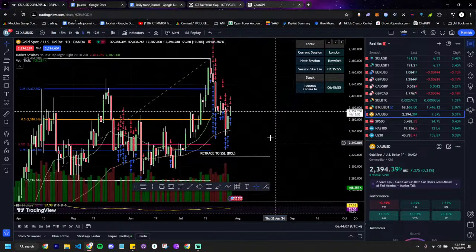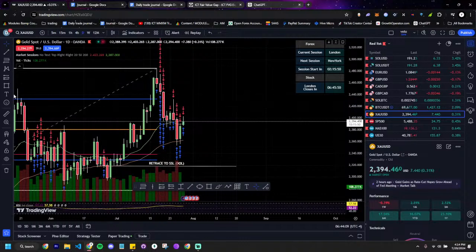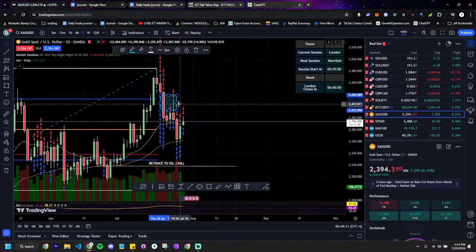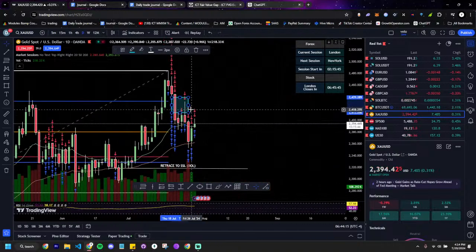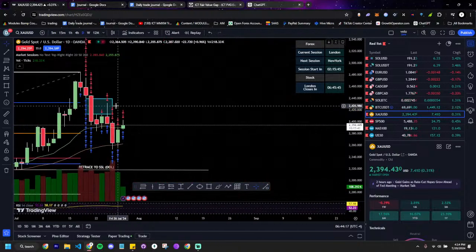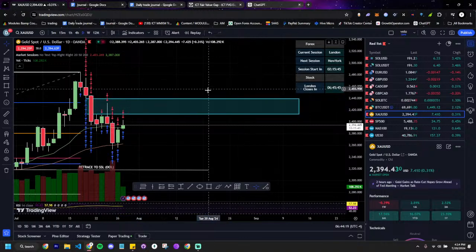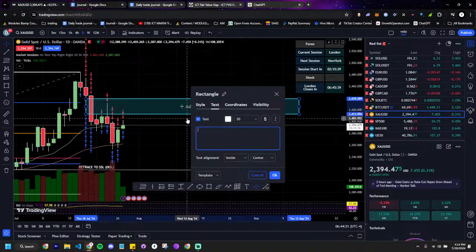All right, so we're retracing towards that, and you see this is the inverse fair value gap right here. So we're going to use this level as an inverse fair value gap. Oops, I can't adjust it for some reason. What's going on here? Yeah, there we go. So this is an inverse fair value gap on the daily time frame.